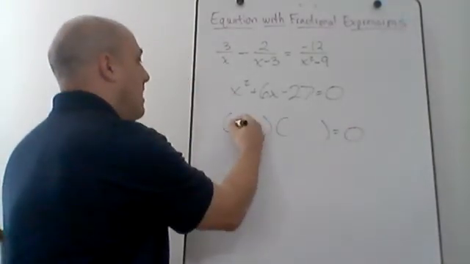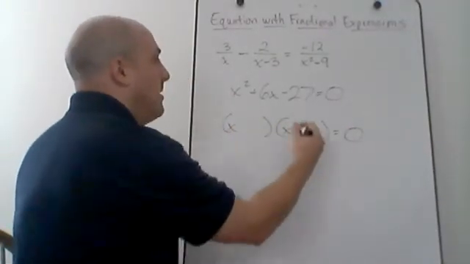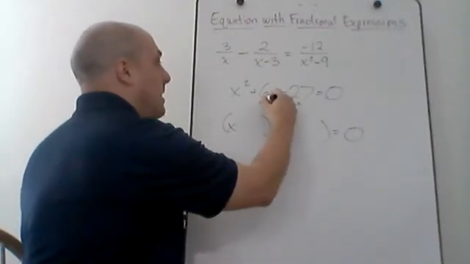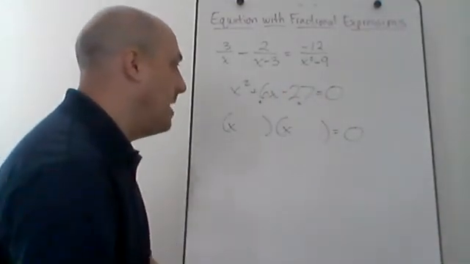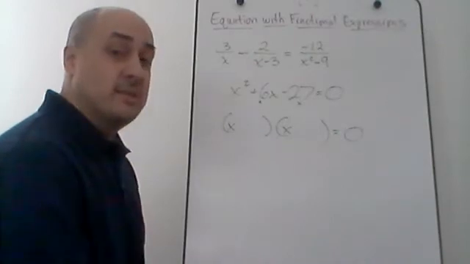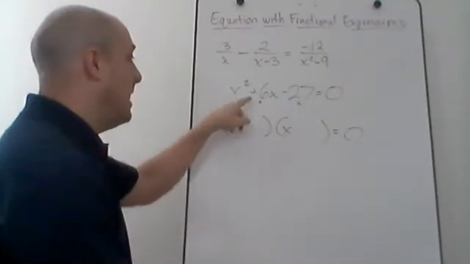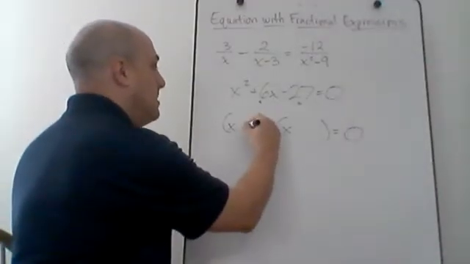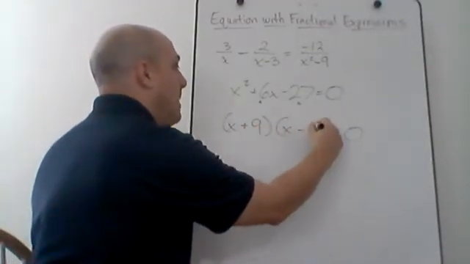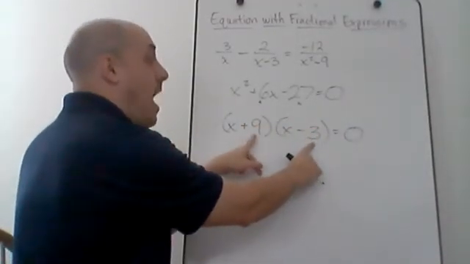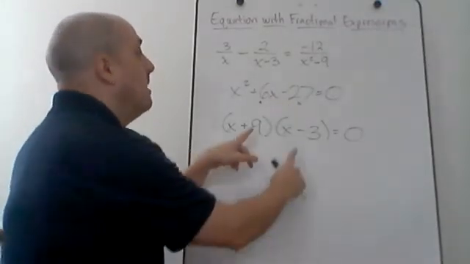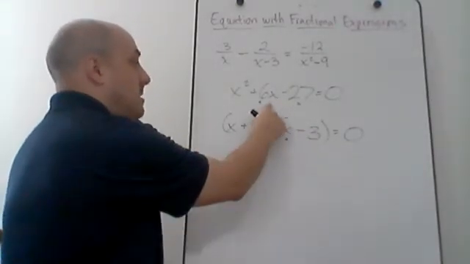All right, so the x squared, I break up into x times x. And then I look for 2 numbers that multiply to equal negative 27 and add up to equal positive 6. Well, 27 is 9 times 3. And since it has to be negative, I need to make one of those negative to add up to a positive 6. So if I make it a plus 9 and a minus 3, positive 9 times negative 3 is negative 27. Positive 9 minus 3 equals positive 6.